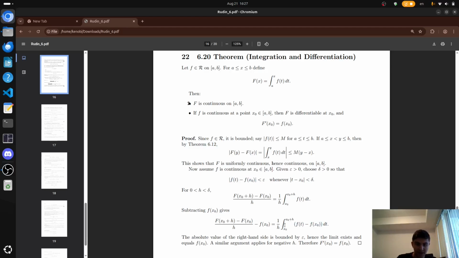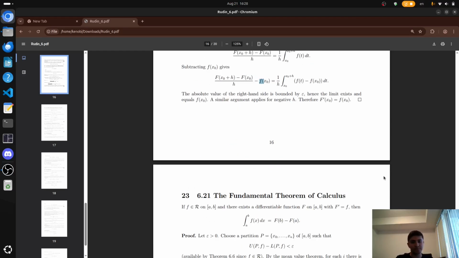And now this whole integral over here will be epsilon times x naught plus h minus x naught. So it's going to be epsilon times h, divide that by h, it's going to be epsilon. So this thing over here is less than epsilon. Take the absolute values on both sides. That means this thing, which is actually the derivative when you let h go to 0, and this thing are equivalent. So this thing is actually the derivative, and we prove that F prime of x naught is equal to f of x naught, which proves the theorem.